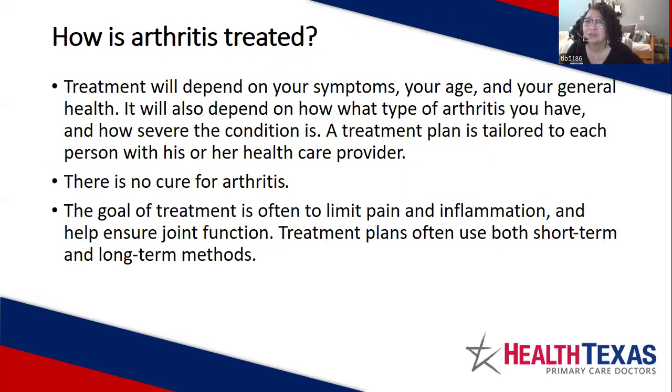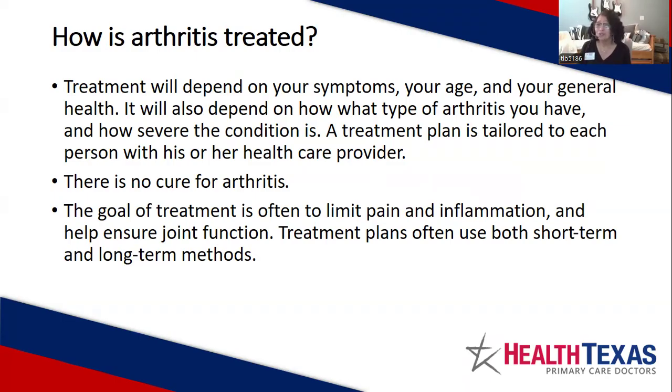Next slide, please. So, how do we treat arthritis? Again, the treatment is going to depend on your symptoms, your age, your overall health conditions, because there are certain things that are done to treat arthritis that, as we get older, we're not able to do. A treatment plan is tailored to each person, his or her health, age, and their level of conditioning.